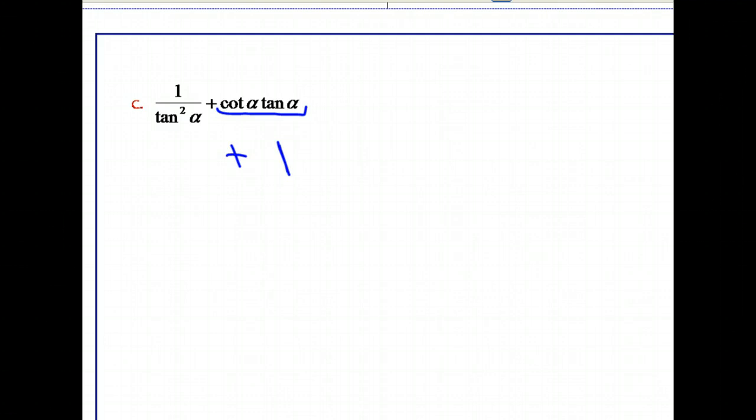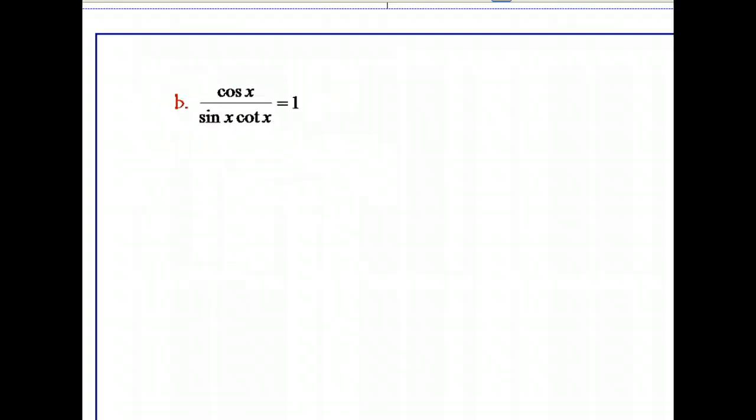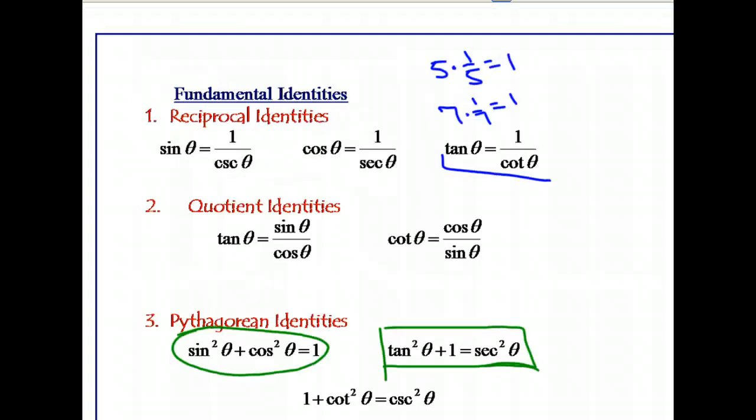Okay, how about this? 1 over tangent. Well, the reciprocal is cotangent. So I'm going to go cotangent squared plus 1. You could have done this other ways, but here's a nice way to do it. 1 over tangent is cotangent. Cotangent times tangent, reciprocals, gives you 1. Oh, look, I've got a square in this, the cotangent squared. Do you have those Pythagorean identities? And what's the cotangent squared? All right here: 1 plus the cotangent squared is the cosecant squared.